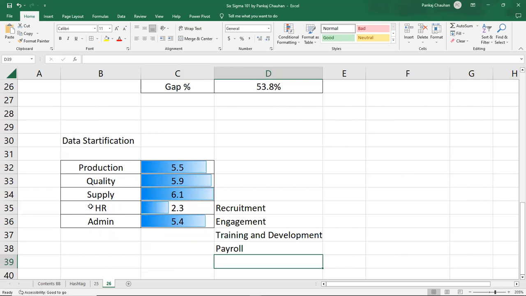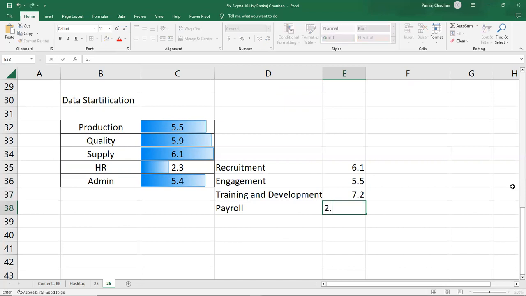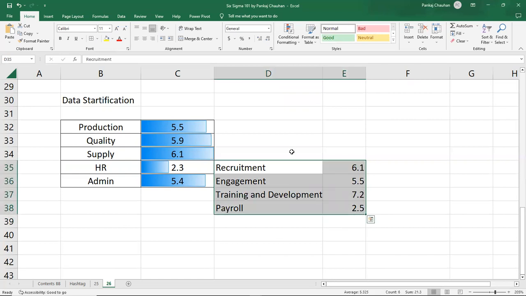Looking at the score from the HR side, I found recruitment wise, they are good at maybe 6.1. Engagement is very good for the organization, 5.5. Training and development, employees are really happy with that, 7.2. But when you look at the payroll, the actual feedback is coming in at 2.5. I'm just assuming this number, don't take it exactly. I'm just giving you an example, I'm making up these scenarios.